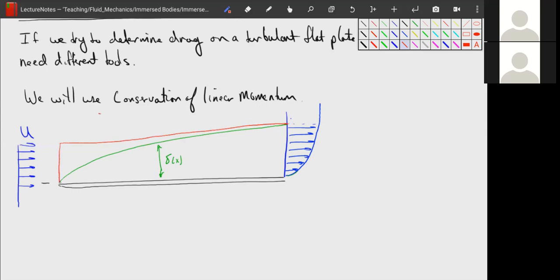And we'll draw our control volume around like this. And this control volume is going to have a force on it. And that force is going to be the shear stress that's being exerted on the fluid by the plate, which is in this direction like this, because we're not including the plate in this, we're doing just above the plate.